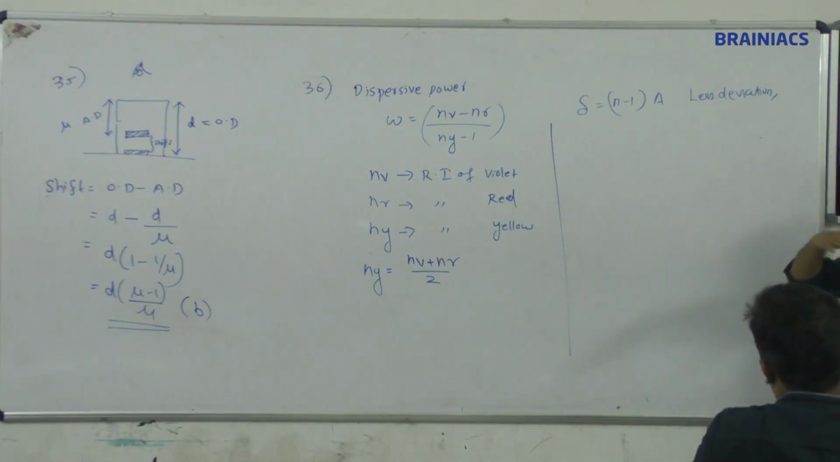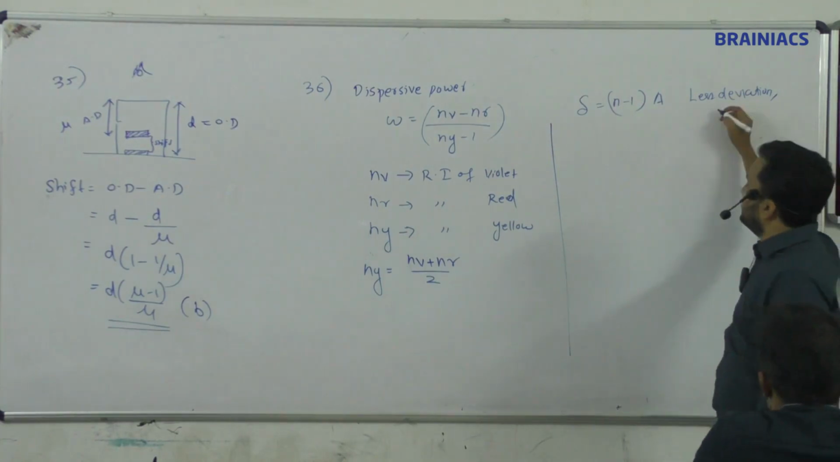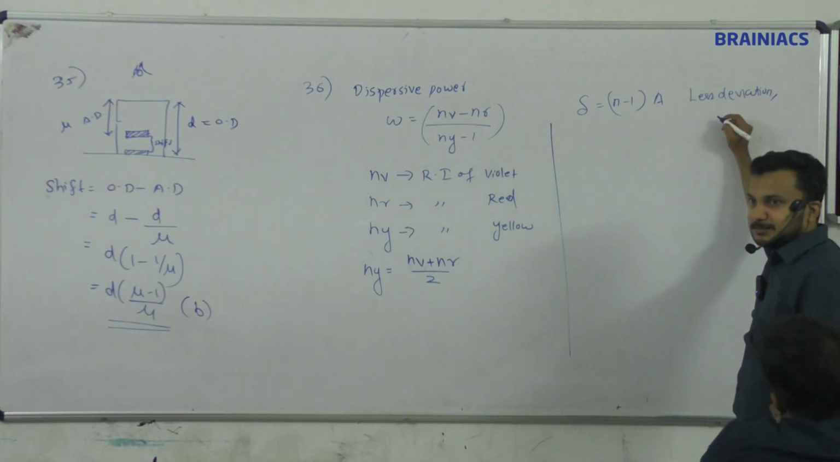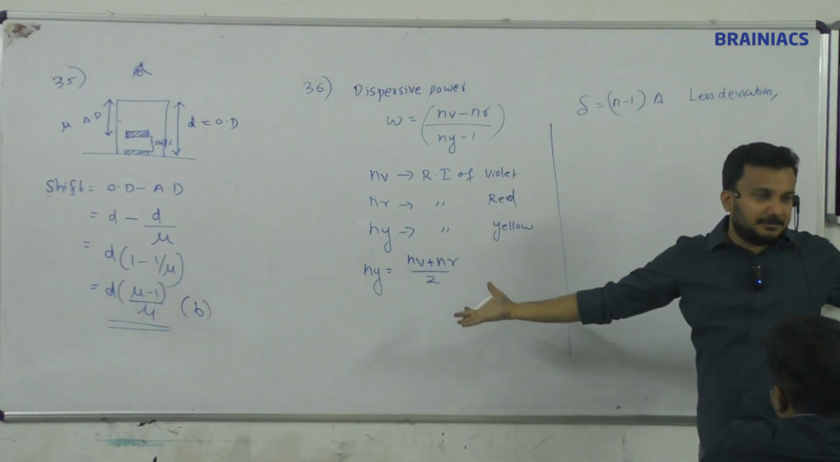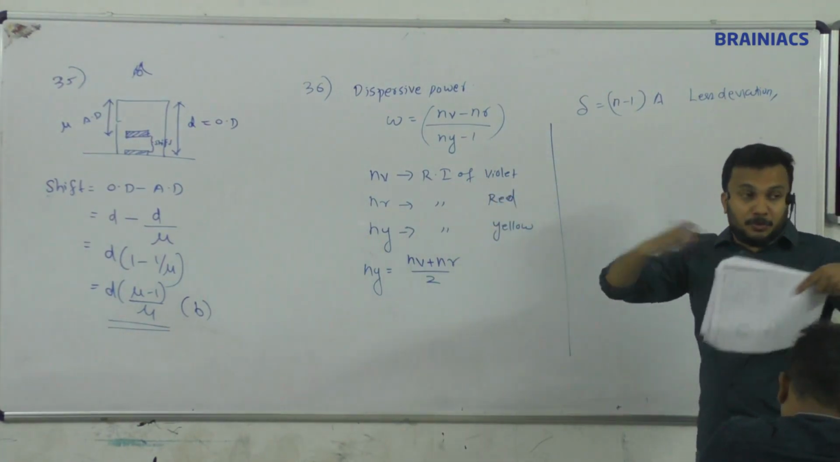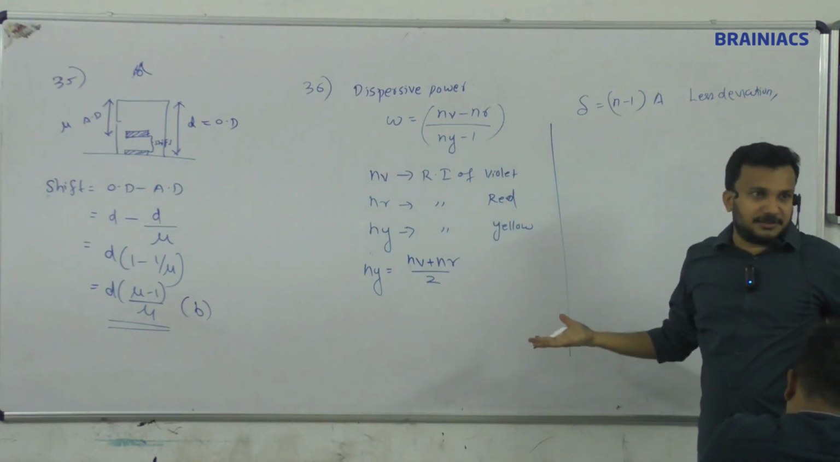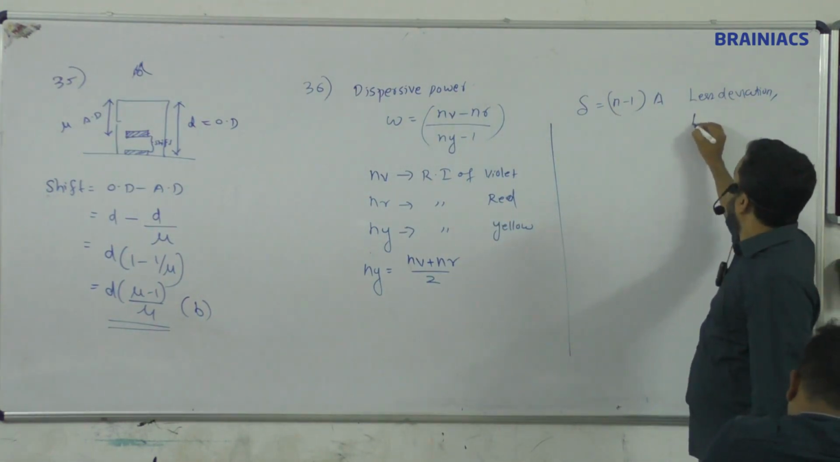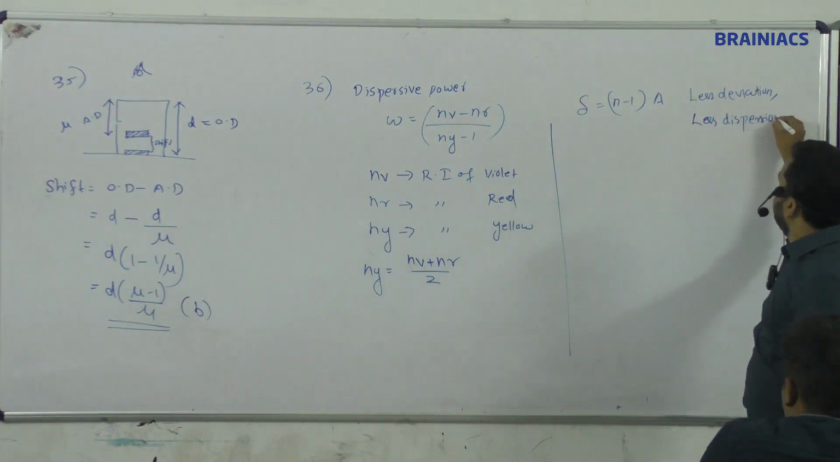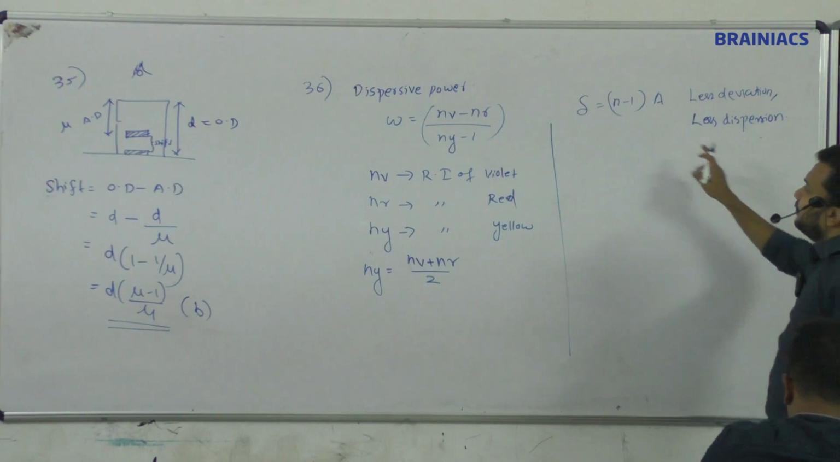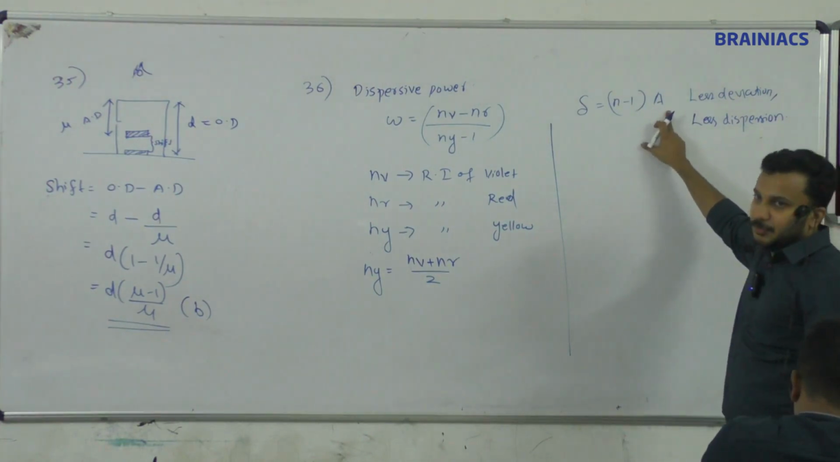Less deviation means less changes. Less changes means less dispersion. Dispersion means the split time, a large area of split time. That's dispersion. So more split time, more deviations. Less deviation means less dispersion. Now in the formula, n minus 1 into a.